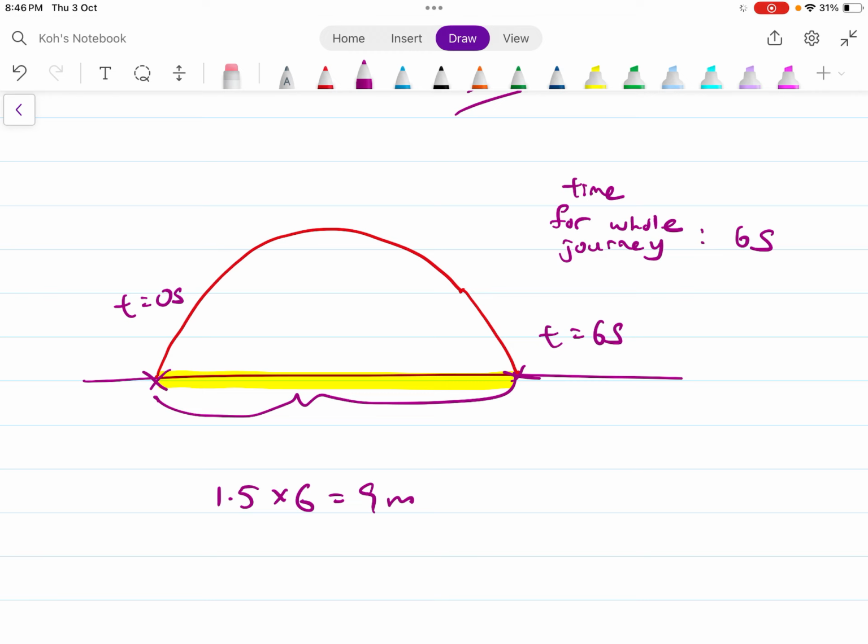Let me just double check. 1.5 times 6, 9 meter, correct. So the answer for the horizontal distance is about 9 meter. So that is how we do this question.